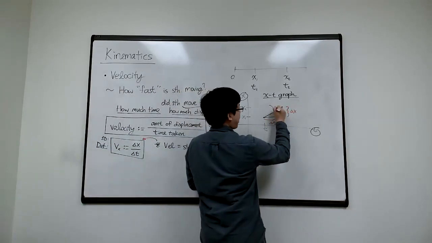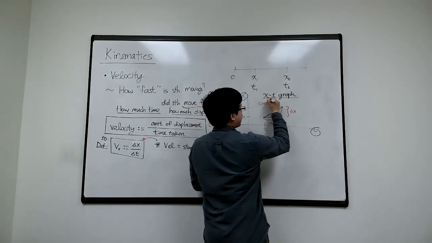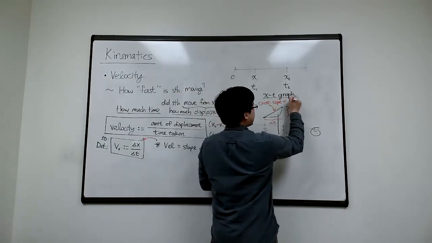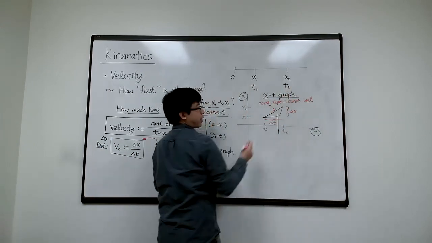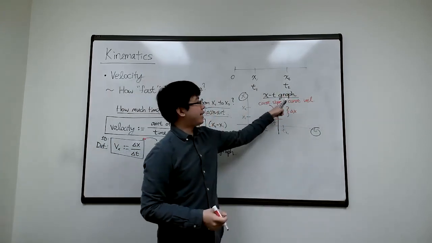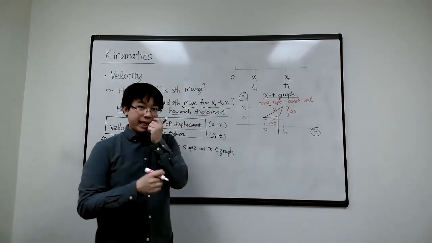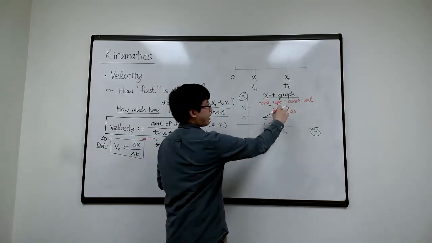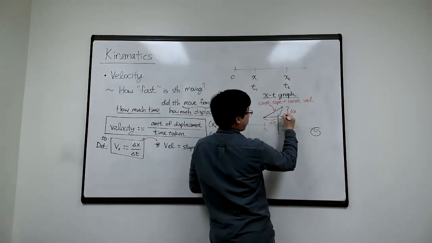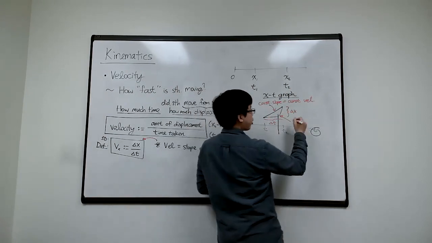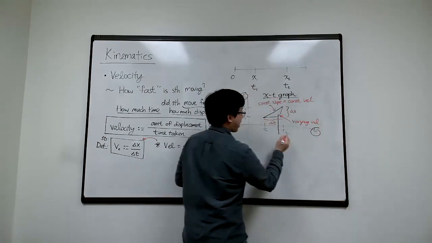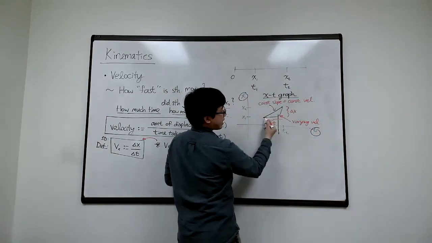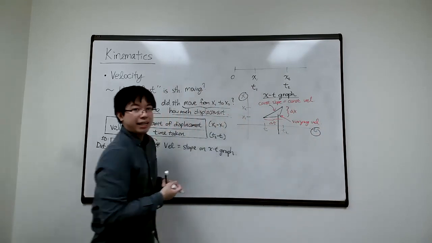So this one with constant slope means constant velocity. So if you see a straight line path like this on the xt graph, it means that it's moving at a constant velocity. Whereas the second one over here is not a constant slope, so it's a varying velocity. In fact, you have a higher velocity at the end and a smaller velocity at the beginning.